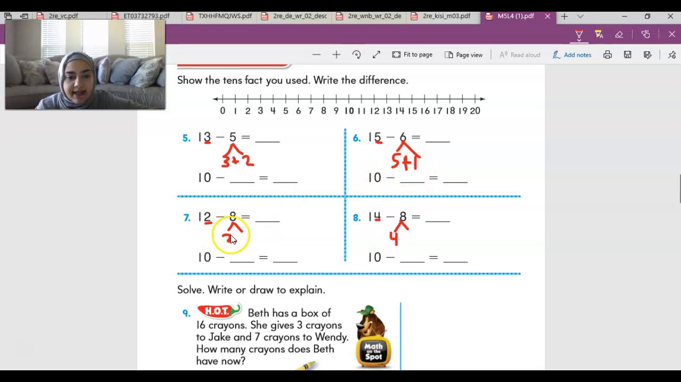2 plus what is 8? 2, 3, 4, 5, 6, 7, 8. 2 plus 6 is 8. So we're going to write 6 here. 4 plus what is 8? 4 plus 4 is 8. Okay, that's the first step. Or that's the first part.